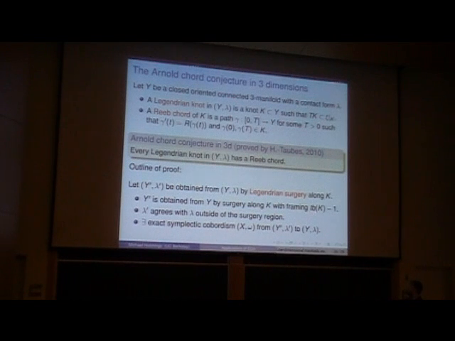If you look at this framing minus 1, it turns out that if you do surgery along the knot with that framing, then what you get naturally has a contact structure which agrees with the old contact structure outside of the little neighborhood of the knot that you cut out to do the surgery. And not only that, but there's an exact symplectic cobordism from the new contact manifold to the old contact manifold. So we're going to look at the cobordism map induced by this cobordism.